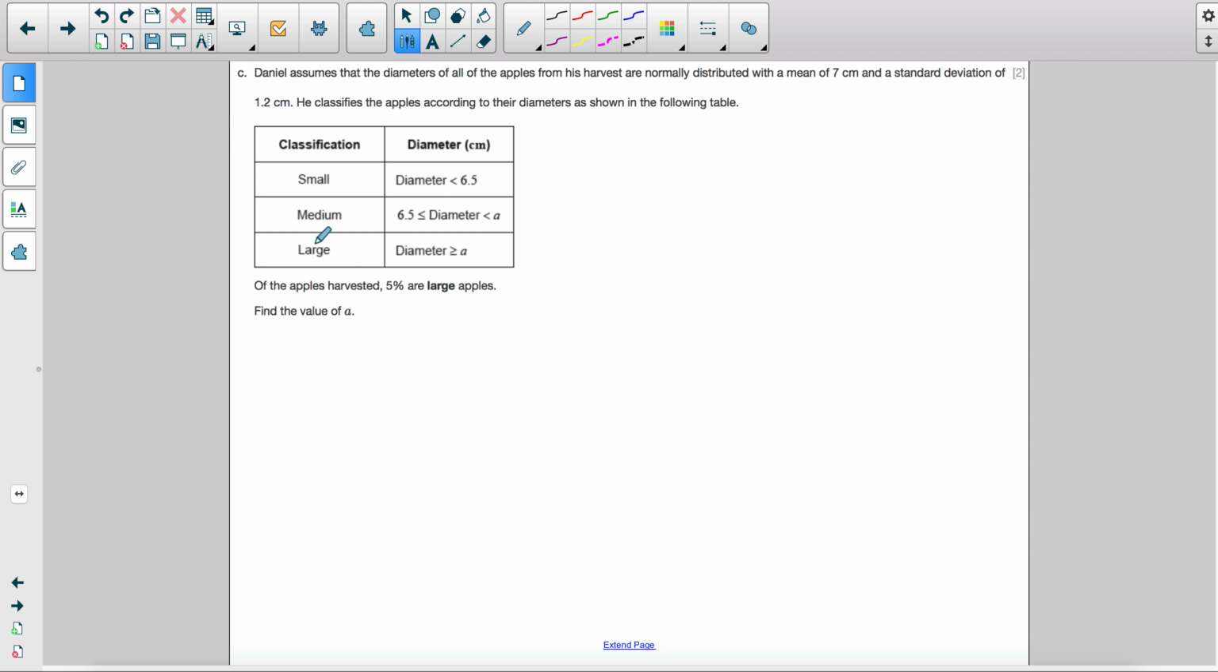Part C says that Daniel assumes that the diameter of all the apples, sorry, it's a repetition. Again, we have the same table, we're looking at this part. So of the apples harvested, 5% are large apples. Find the value of A. So if we use our diagram, this is 7. There's a specific A where the large consists of all of this area. And it tells you that 5% of the apples harvested are large apples. So all of this is considered as large apples, so this is 5%.